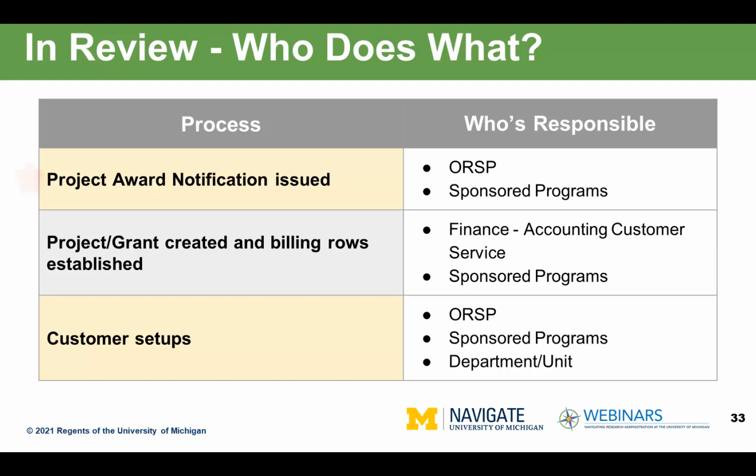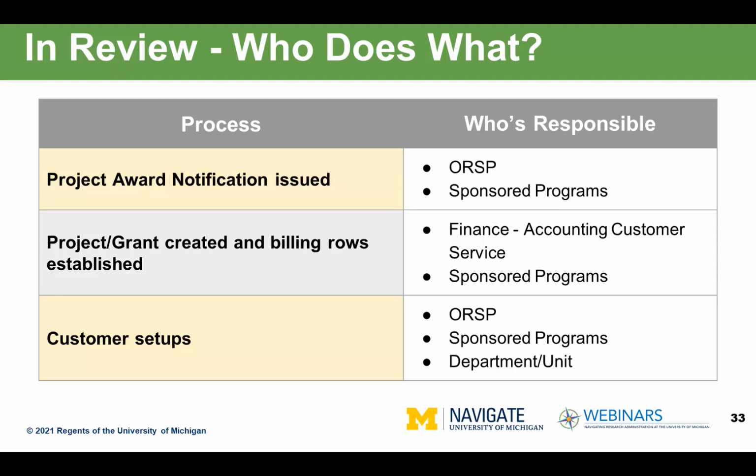So a project award notification is issued that involves ORSP, and then they send it to us in ERPM in sponsor programs. A project or a grant is created and billing rows need to be established. That involves sponsor programs and the finance, accounting, customer service group who enters and adds all the rows and pathways. But sponsor programs is the one that decides what needs to be billed and how.